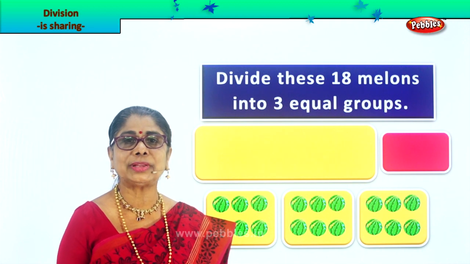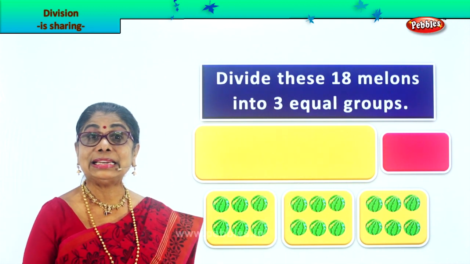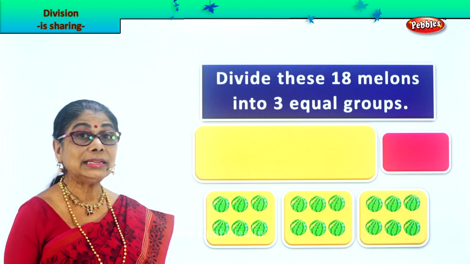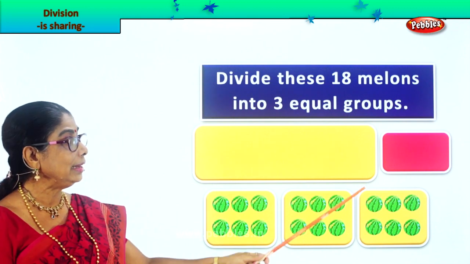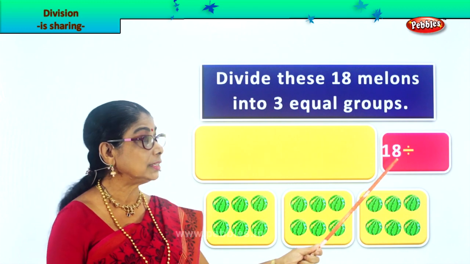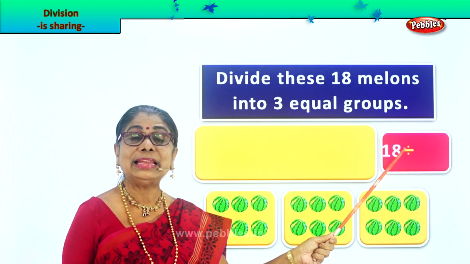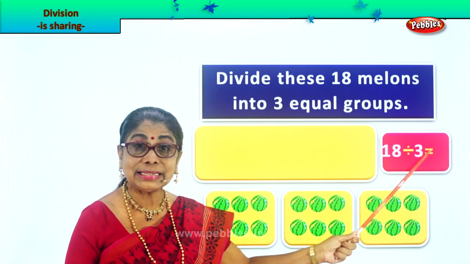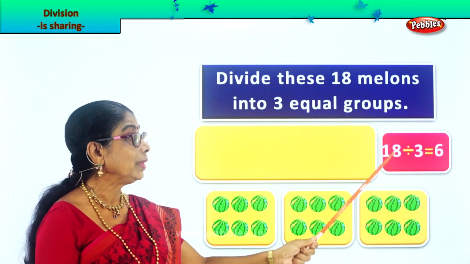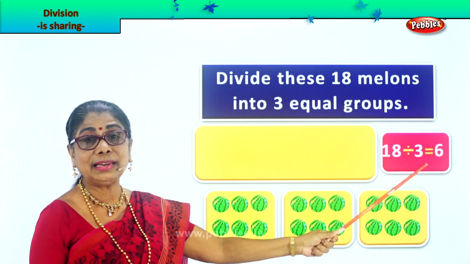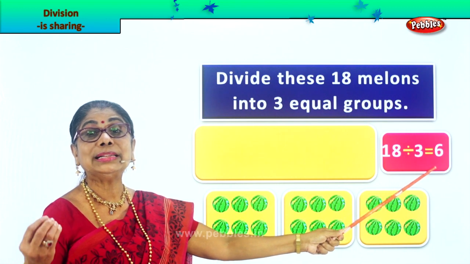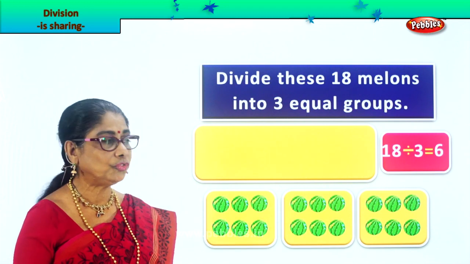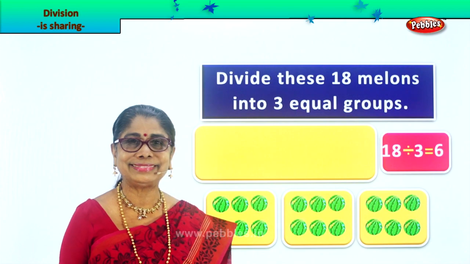When you write the sum, you say 18 divided by 3 equal to 6. 18 divided, you put the division sign. This is the division sign. 18 divided by 3, that's the 3 trays, equal to 6 is the answer. Those are the 6 melons. 18 melons divided into 3 trays gives you 6 melons in each tray. 18 divided by 3 gives you the answer 6. Did you enjoy, children?